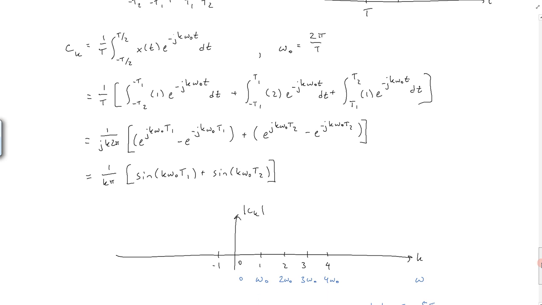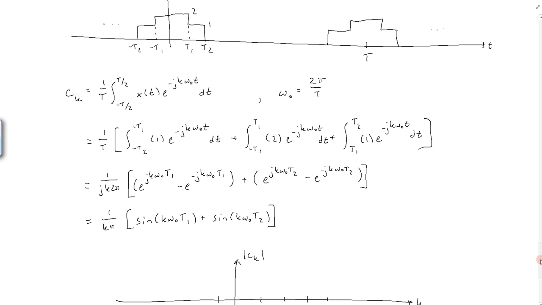And that's exactly what c sub k shows us, how much of each one of those sinusoids is present, and how to arrange them in order to recreate an arbitrary signal. And then we can use that information for further analysis of the properties of this signal.